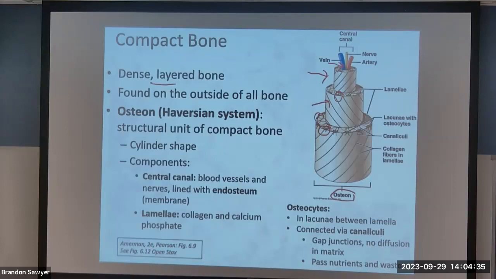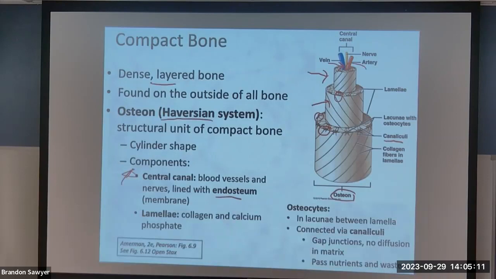Because you can imagine as a bone cell creates that matrix around itself, it pretty much traps itself in, which would trap itself away from the blood supply and oxygen supply. But then there are these tiny canals called canaliculi, which connect each cell with a little fluid-filled canal all the way back to the central canal where the blood supply is. This whole thing is called the Haversian system. Again, that's central canal, blood vessels, nerves. It's lined with endosteum, which is the membrane inside of that canal.